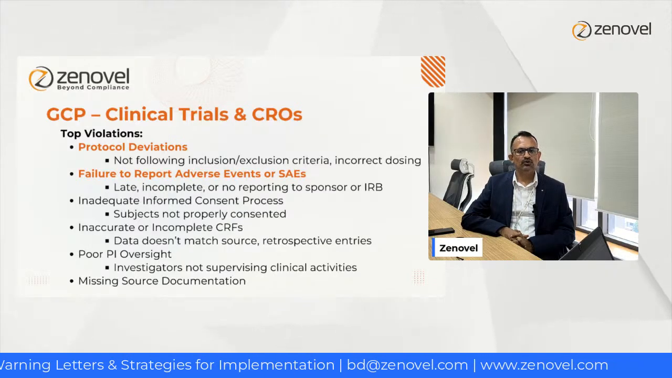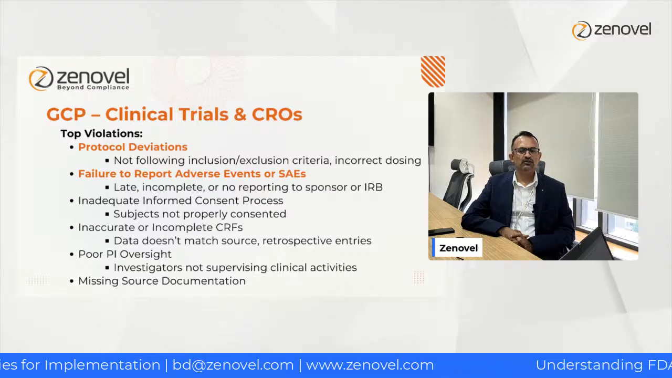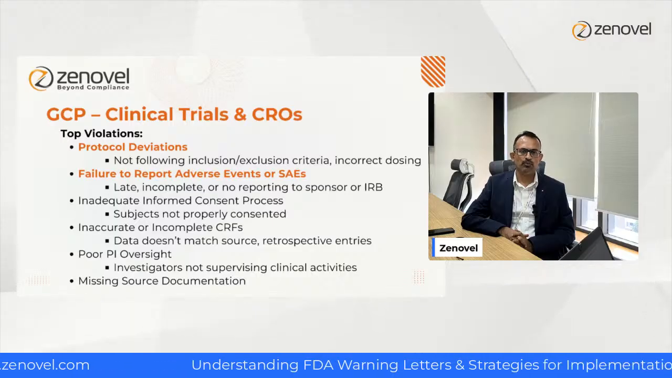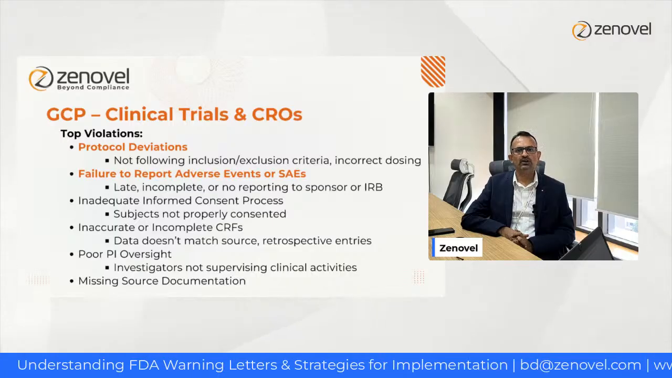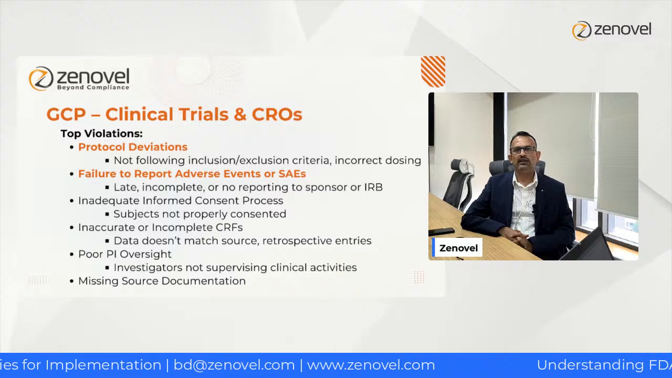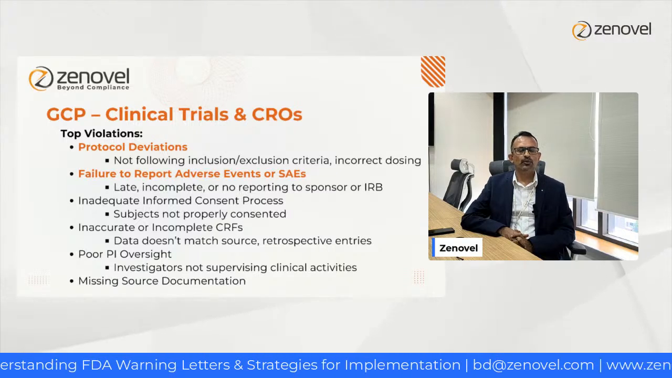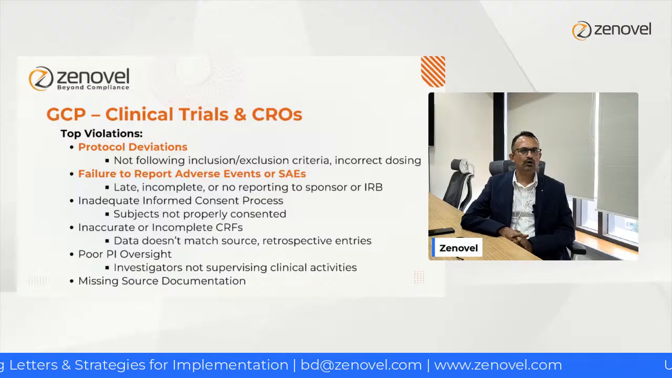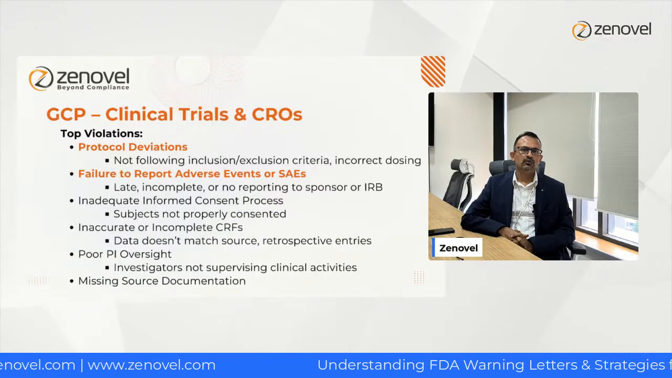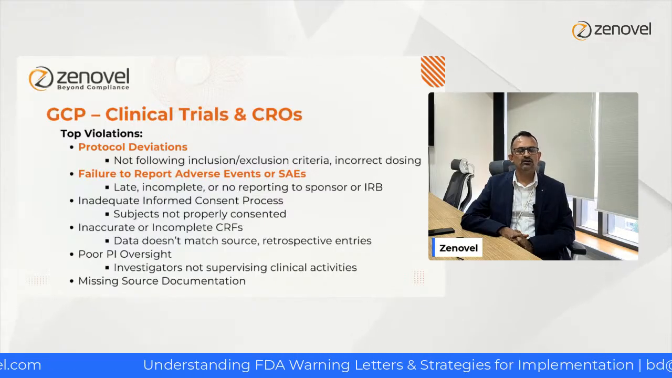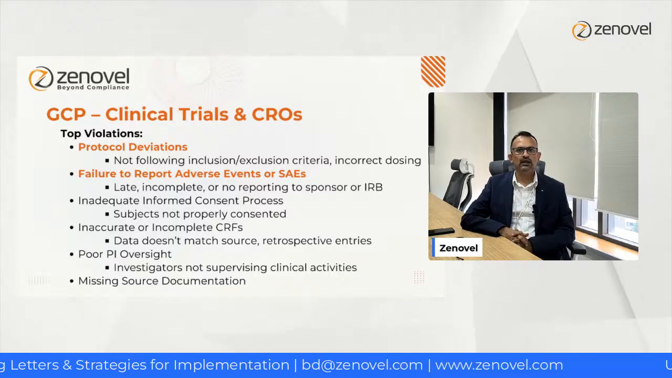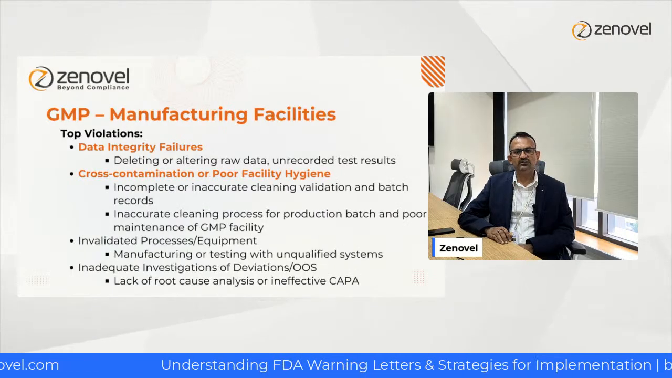Then next is poor PI oversight. If the investigator, who is the main person to lead the study, does not have proper experience or training about the clinical study or clinical trial, he cannot supervise the clinical activity properly. Next is missing source documents. Sometimes because data is not documented properly or stored properly in the archive, when the regulators ask for the data, people are not ready to present it properly. So this is all about GCP.